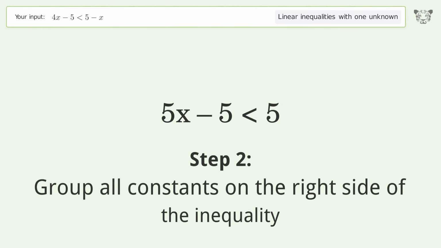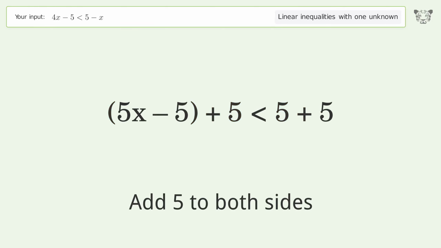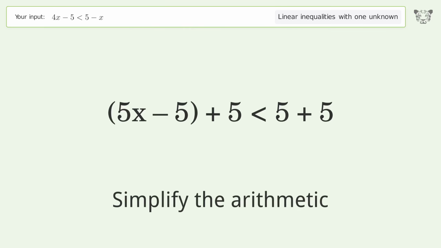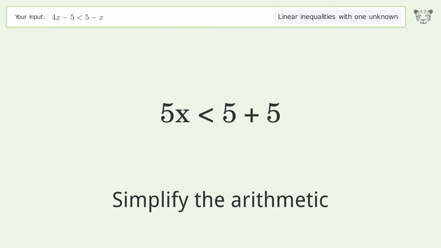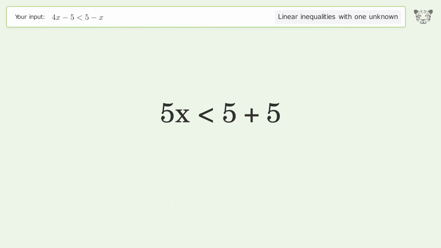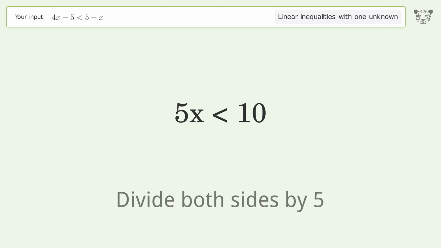Group all constants on the right side of the inequality. Add 5 to both sides. Simplify the arithmetic. Isolate the x. Divide both sides by 5.